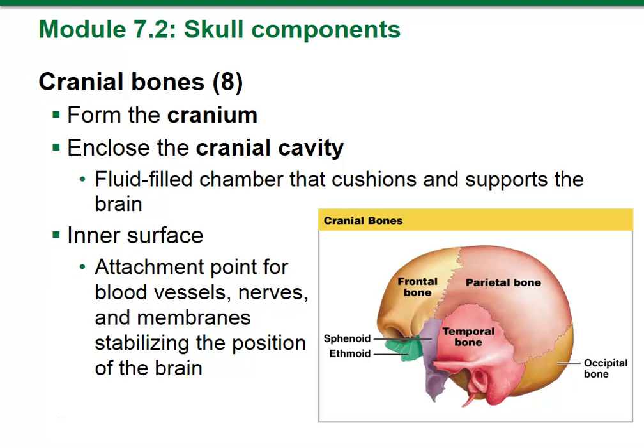The cranial bones form the cranium and enclose the cranial cavity. And these are actually fluid-filled chambers. They help cushion and support the brain. You'll learn more about that when we talk about the nervous system. Then the inner surface has attachment points for the blood vessels, nerves, and membranes. So you'll be getting to know the internal skull a lot better.